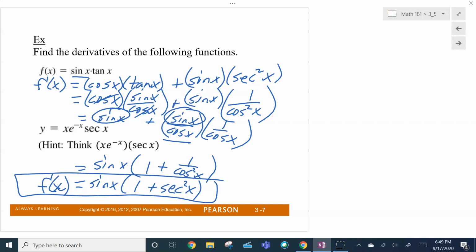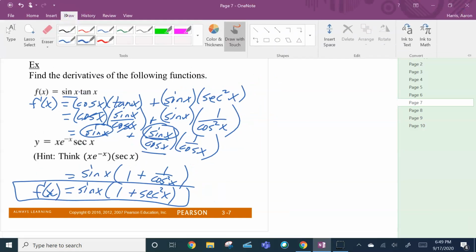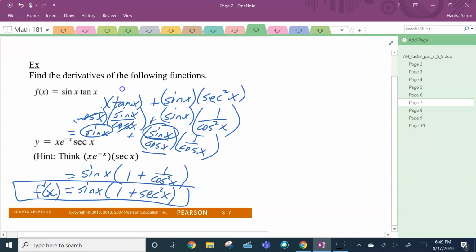All right, let's do that last one here. f of x, or y, equals x e to the negative x secant of x. Let me erase this junk here. Set it away.